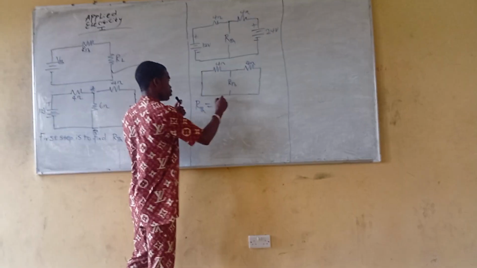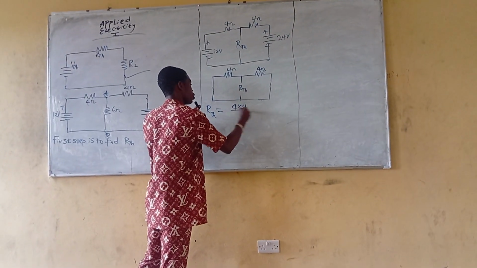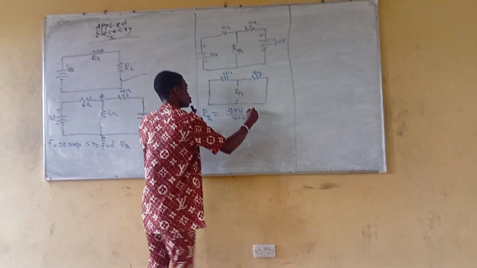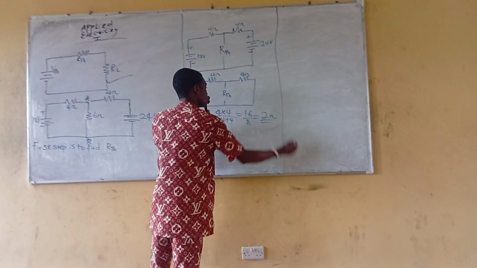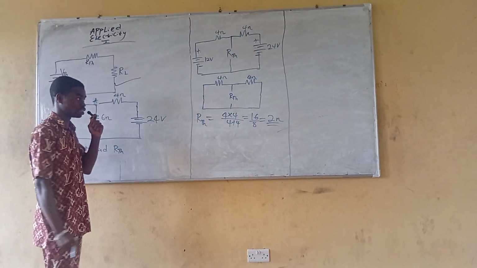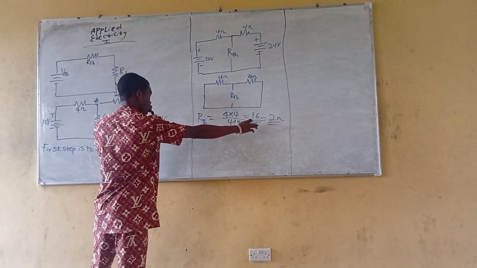So your RTH will be equal to, they are in parallel. So this is 4 times 4 divided by 4 plus 4. So this will give you 16 over 8. So this is 2 ohms. So you've successfully found your RTH. Your RTH is 2 ohms alone.